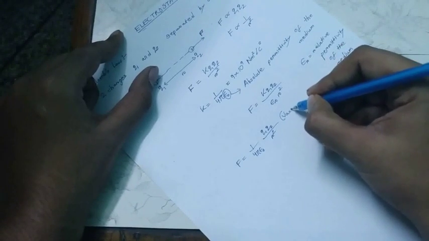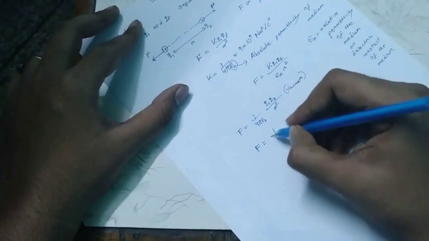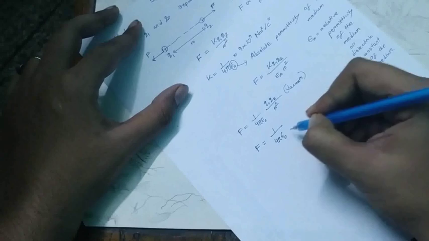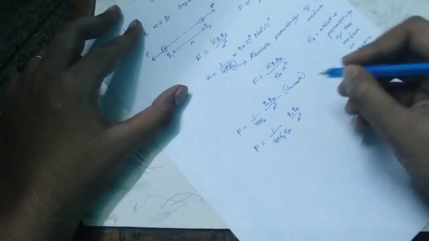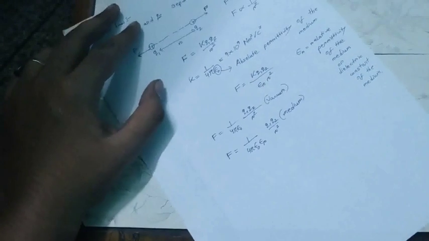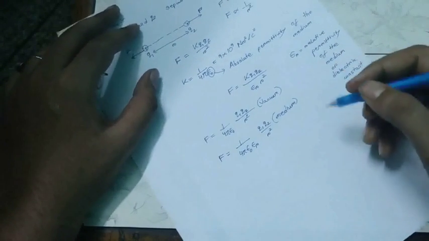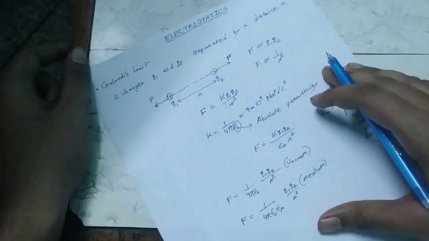This is in vacuum, and F is given as 1 by 4 pi epsilon naught epsilon r q1 q2 by r square in any other medium. Okay, in any other medium. So this is Coulomb's law for two point charges.